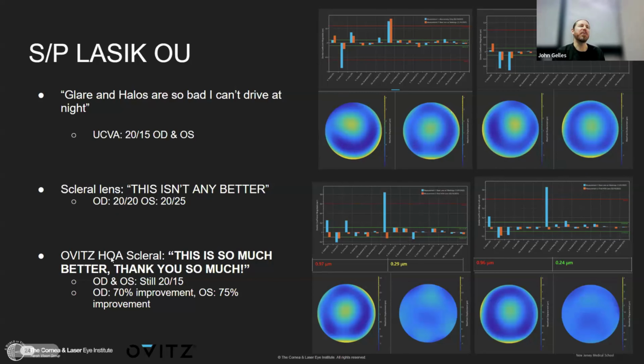Now, when we get to the wavefront guided scleral lens, he goes, "Thank you so much. This is so much better." Over here, you can see how much more homogeneous the outcome is and how much of that spherical aberration we were able to actually eliminate. This individual ended up with about a 75% reduction in the aberrations, still maintained 20/15, but that improvement in the aberrations improved his quality of vision and his ability to drive at night, and made him much more comfortable and happy with the visual quality.